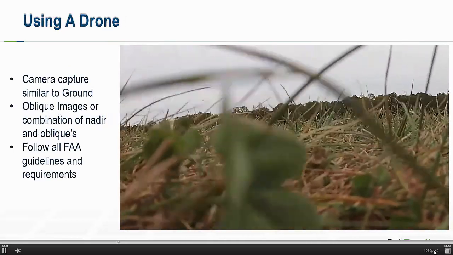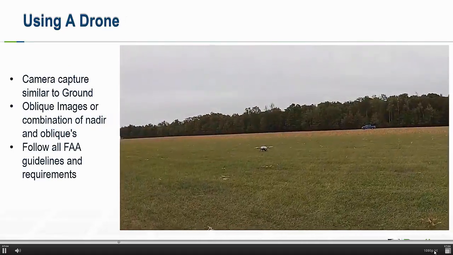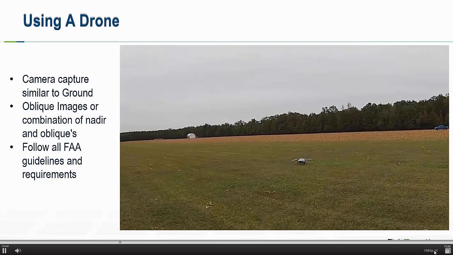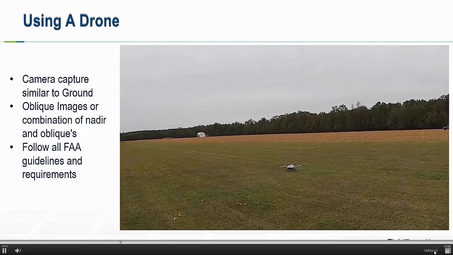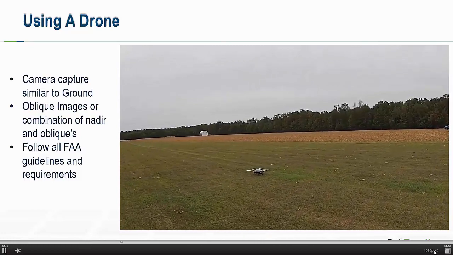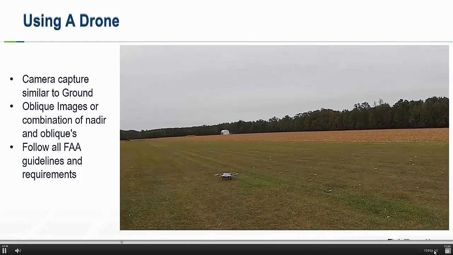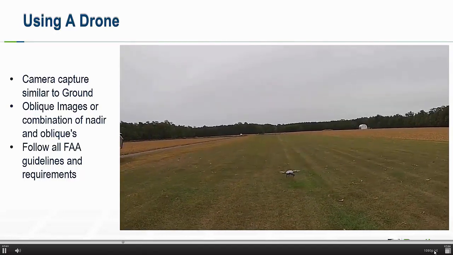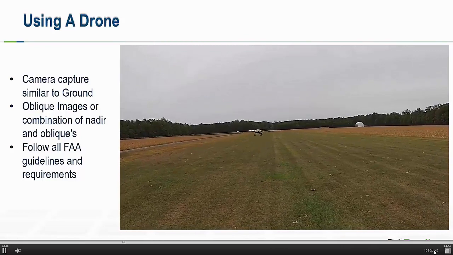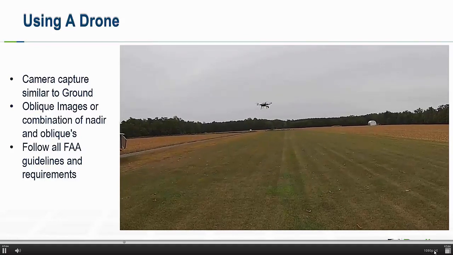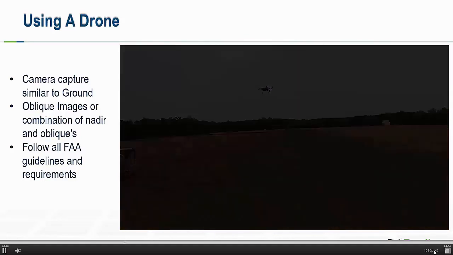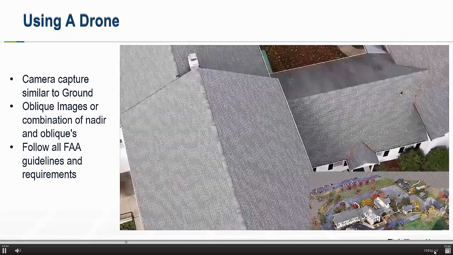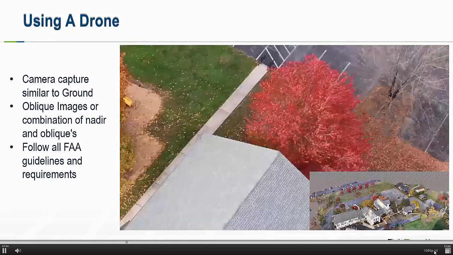Next, we'll look at using a drone in aerial acquisition. The same principles apply to working with a UAV in capturing our images, and that is we still use a fixed focal length. We still require overlap of 70%, and from the air we can use a combination of nadir images and oblique imagery, or solely use oblique imagery.